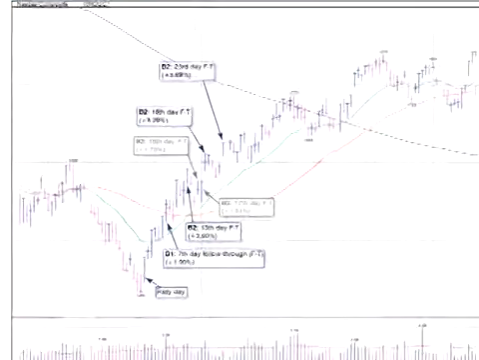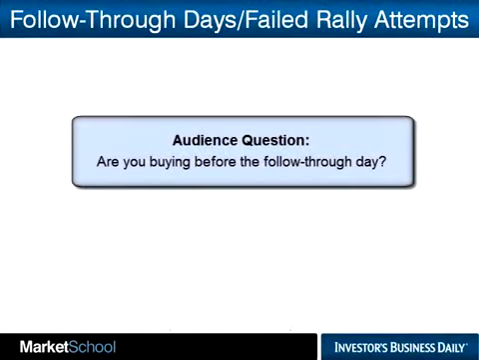Does this make sense so far? Yes, sir. Are we buying before the follow-through day? No, it's very rare that we ever buy before a follow-through day.